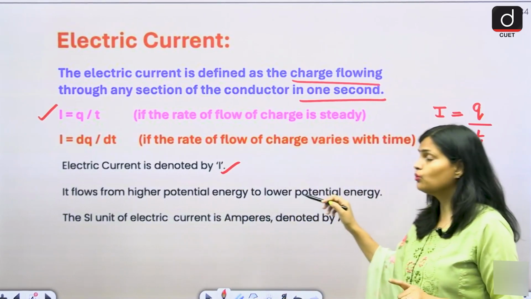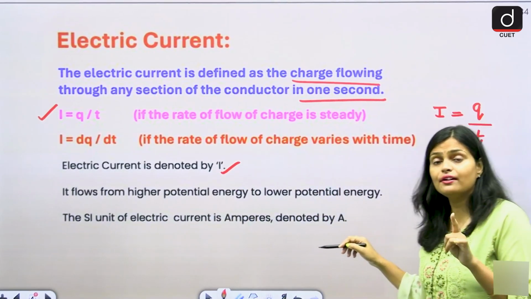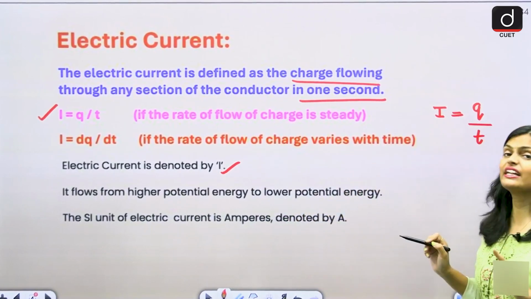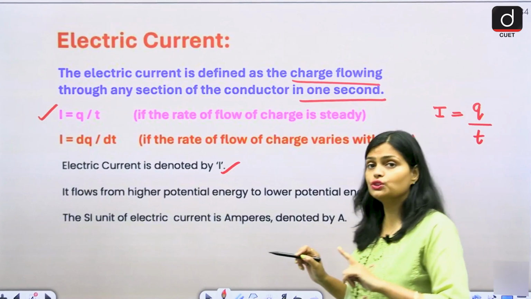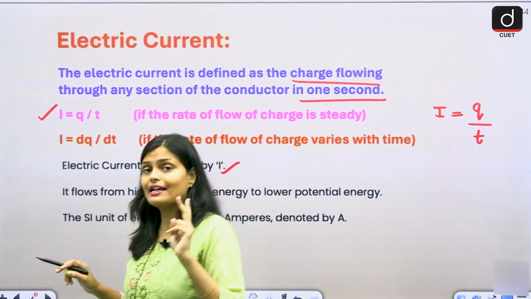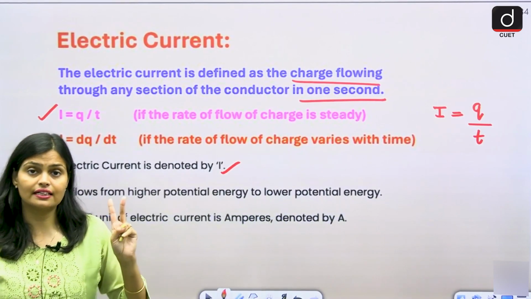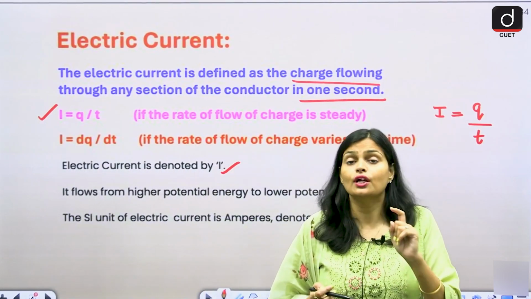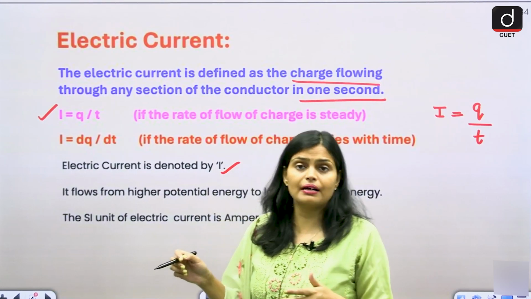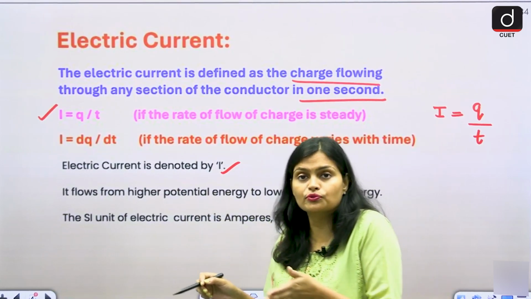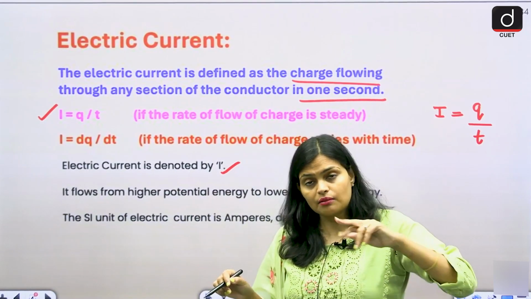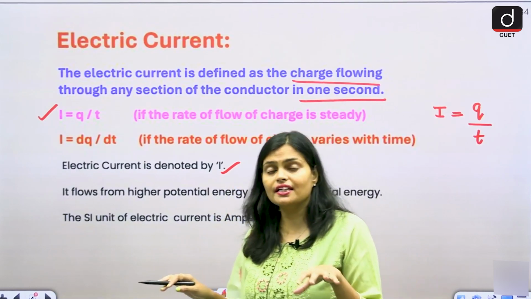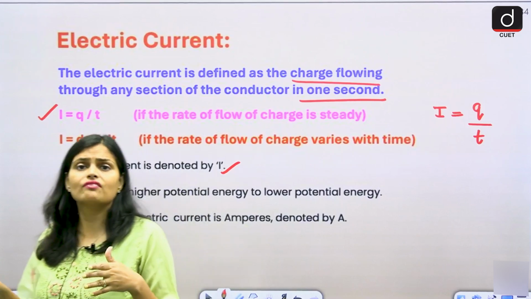Okay, it flows. Now the current always flows from higher potential energy to lower potential energy. Now what is potential energy? We have learned two types of energy, kinetic energy and potential energy. Kinetic energy is the energy due to which any particle or object moves. Whenever they are moving they have kinetic energy, but when they are stationary at some height, they have potential energy.